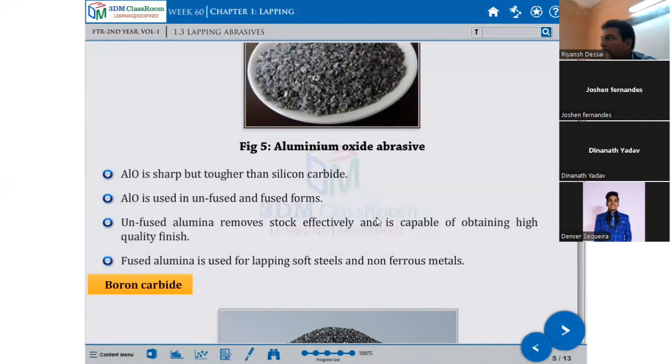Suppose copper or aluminum, if you want to do the lapping, then you have to go for the fused alumina. Fused alumina and unfused alumina are the two subtypes of this aluminum oxide abrasive.